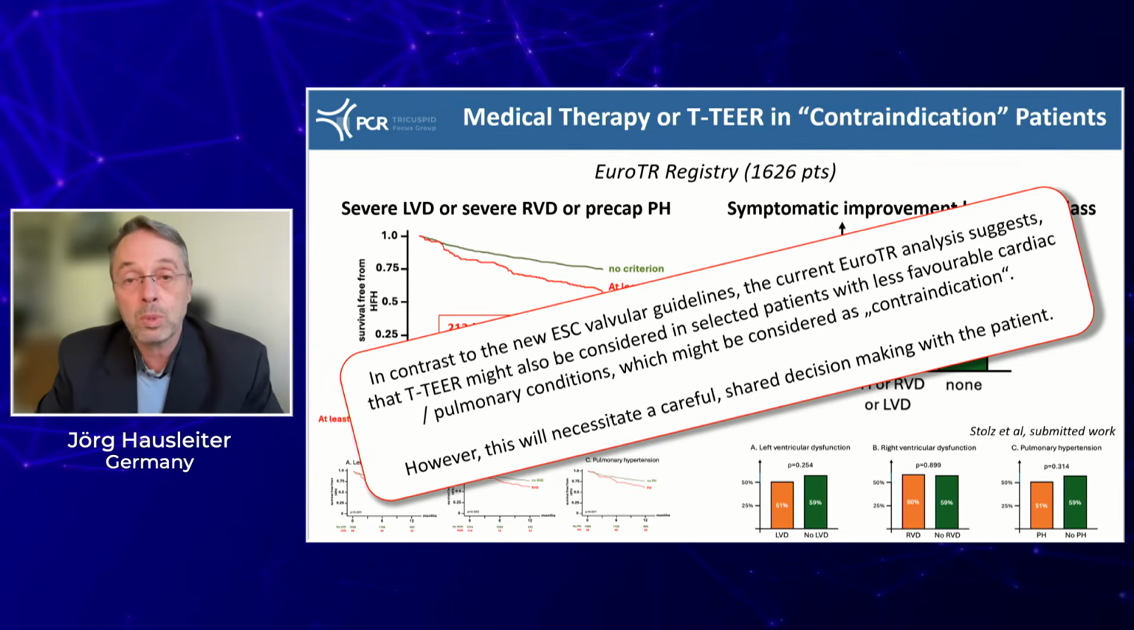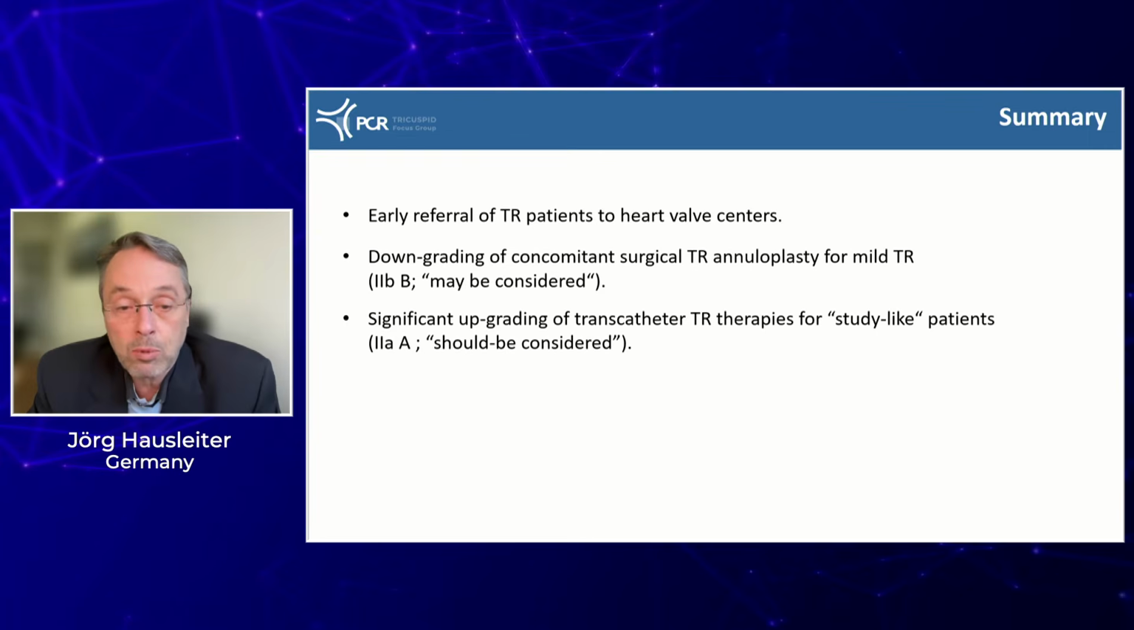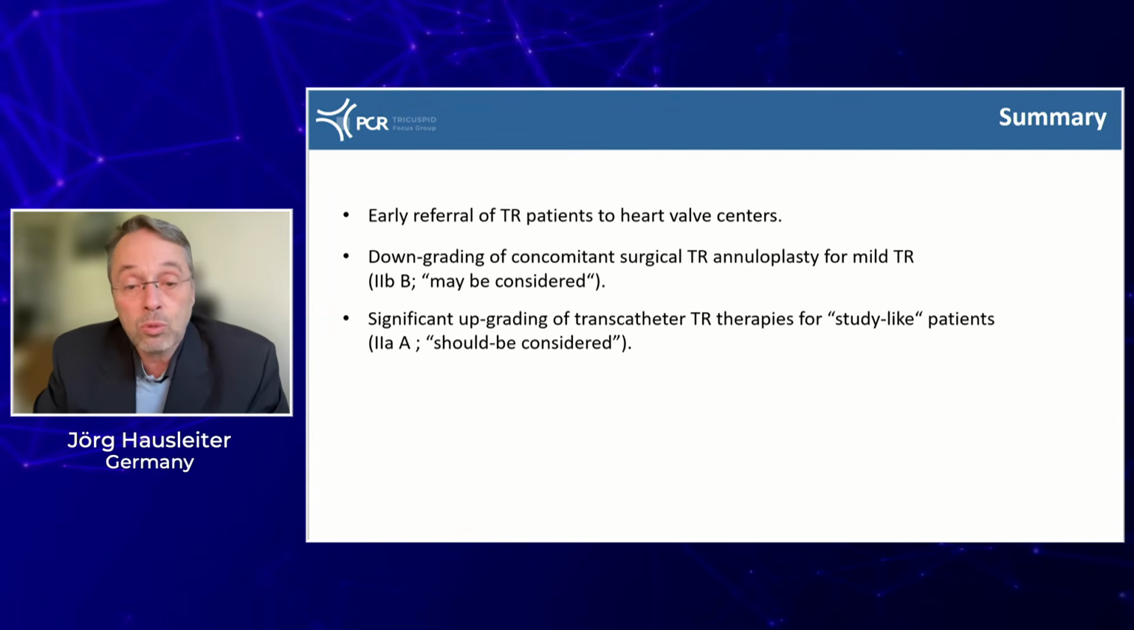However, of course, we need to discuss this very carefully in the heart team and need to do very detailed patient-shared decision-making in very selected patients. With this, I would love to summarize that the guidelines highlight this early referral of TR patients to heart valve centers, as already discussed. We have a downgrading of the recommendations for concomitant surgical tricuspid annuloplasty in the presence of mild tricuspid regurgitation if there is a planned mitral valve repair surgery.